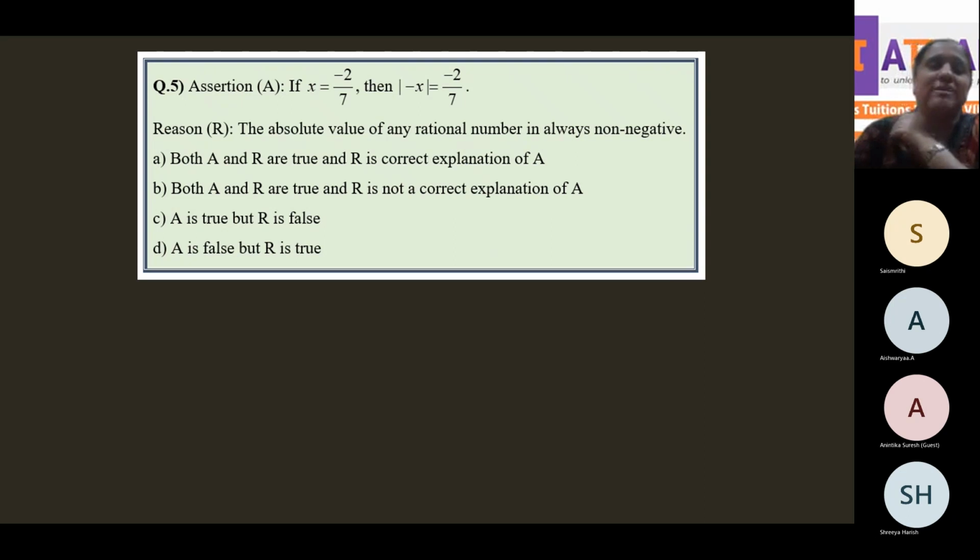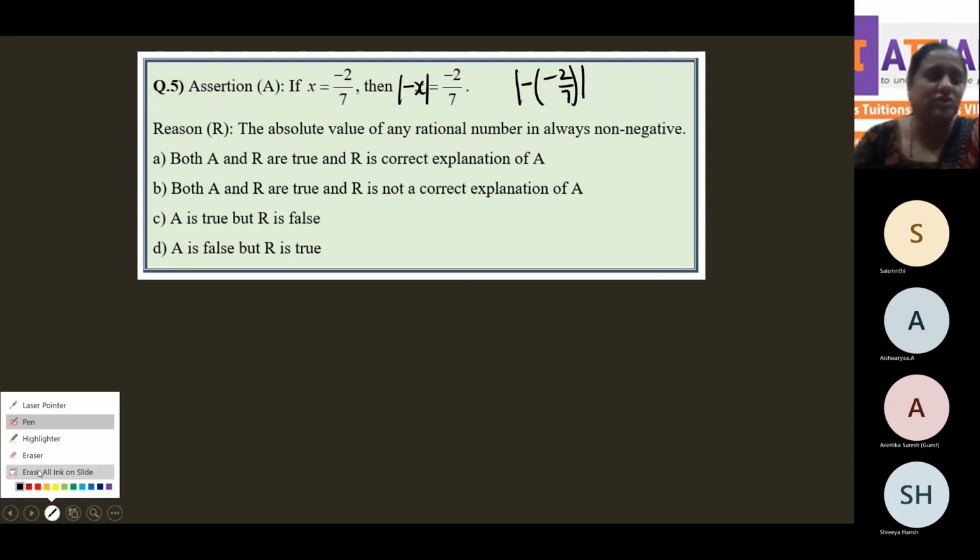Assertion. So this is the absolute value. If x is equal to minus 2 by 7, then the absolute value of minus x is minus 2 by 7. We need to understand this. One minute. How do you write the absolute value of minus x? X is minus 2 by 7. So minus x meaning you should put a minus sign here, correct?